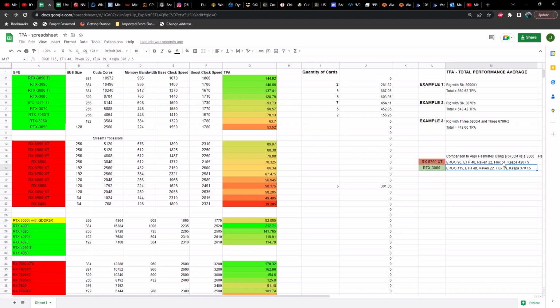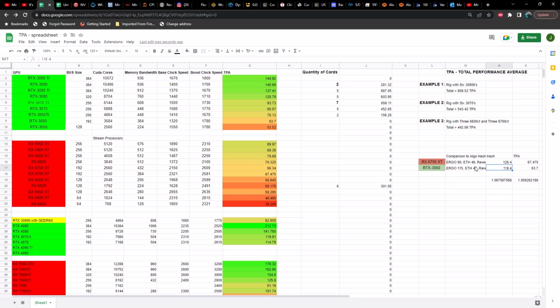And on Flux, we're talking about sols. So 54 sols on a 6700 XT versus 39 sols on a 3060. And then for Kaspa, kind of similar, 420 megahash versus 370 megahash. Now these are just five independent algorithms, not all of them, we're just taking five. If you were to add those five numbers together and then divide by five, you'd get a score of 126 on a 6700 XT and a score of 118 on a 3060.